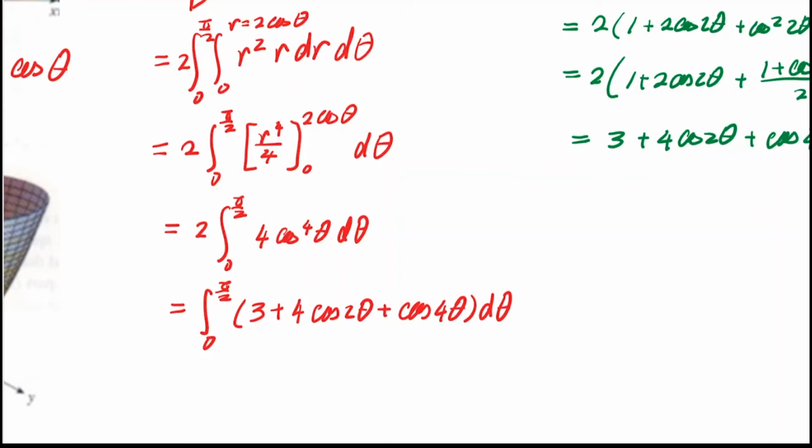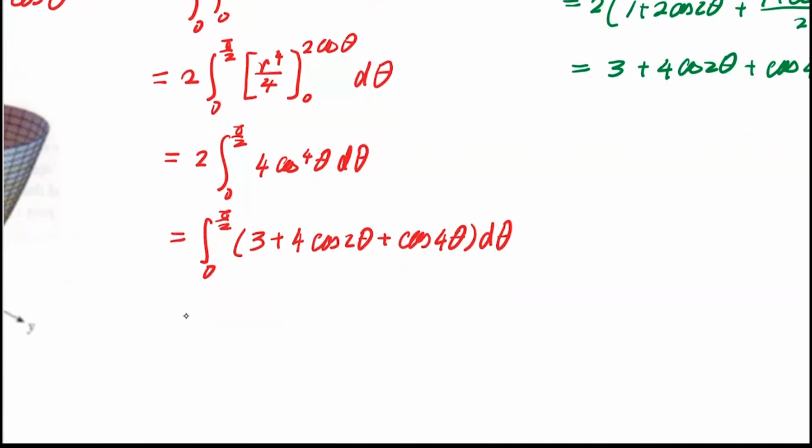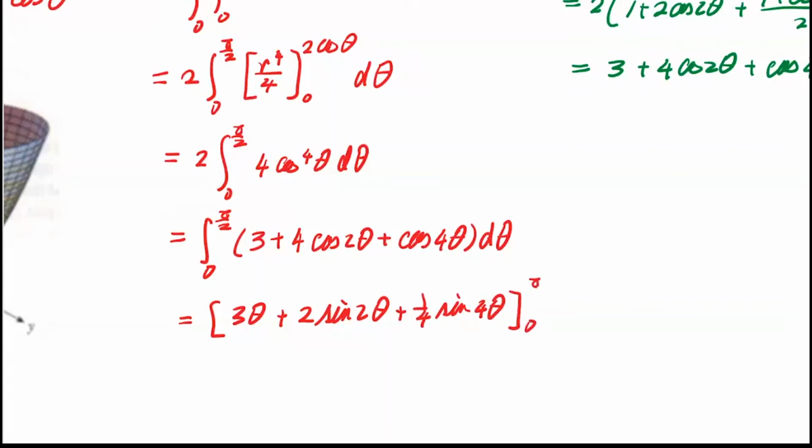Like that. So far with me? Okay. Integrate. So we'll have 3 theta, plus this will be sine 2 theta. So chain rule, positive, and we'll have 1/2. So we put 2 here, right? And then plus this will be sine 4 theta. Therefore, chain rule, put 1/4 here, and from 0 to pi over 2.